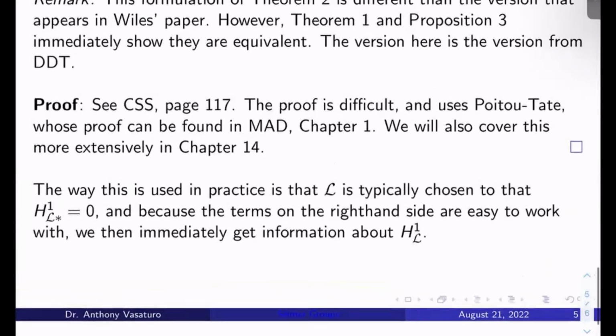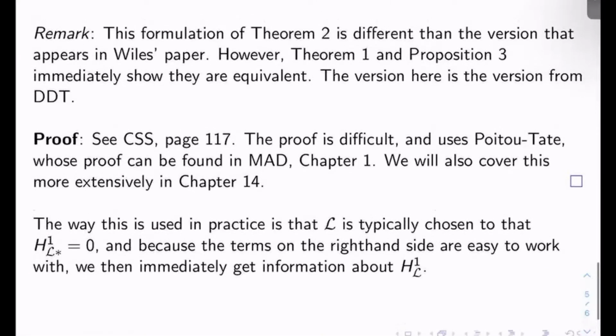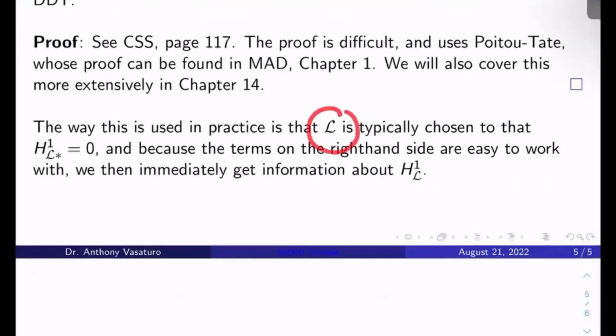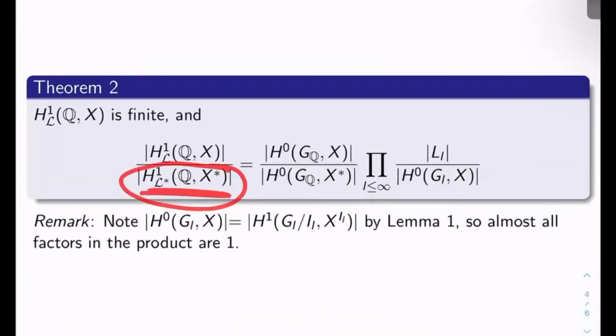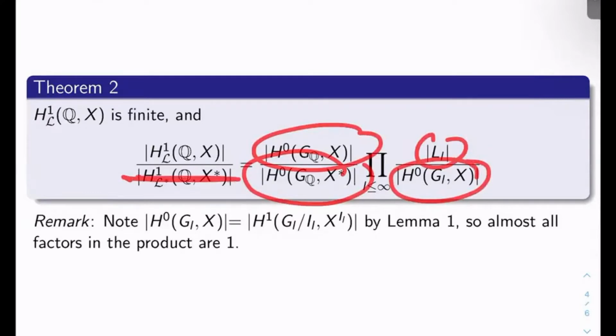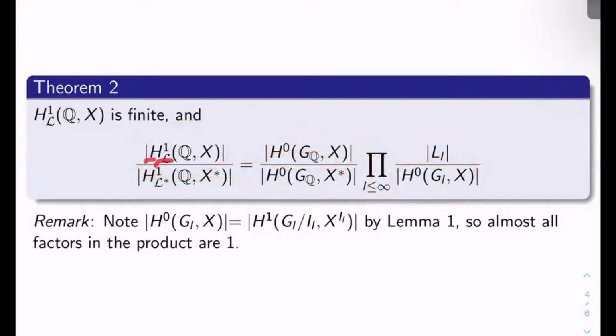Okay, and then I also wanted to make a comment about how this result is used typically in practice. What you do is you choose your local conditions L, typically in such a way that H^1_{L*} is 0. So you want this to be trivial. You want this to have size 1. And then the point is, all of the stuff on the right-hand side is, in almost all cases, incredibly easy to compute and handle. And so what you get is a bunch of easy-to-handle stuff, something that's trivial, and then you combine all that together and you instantly get results about H^1_L, which is actually the goal. You're trying to study local conditions in H^1(Q, X), right? Remember, that was the goal initially.